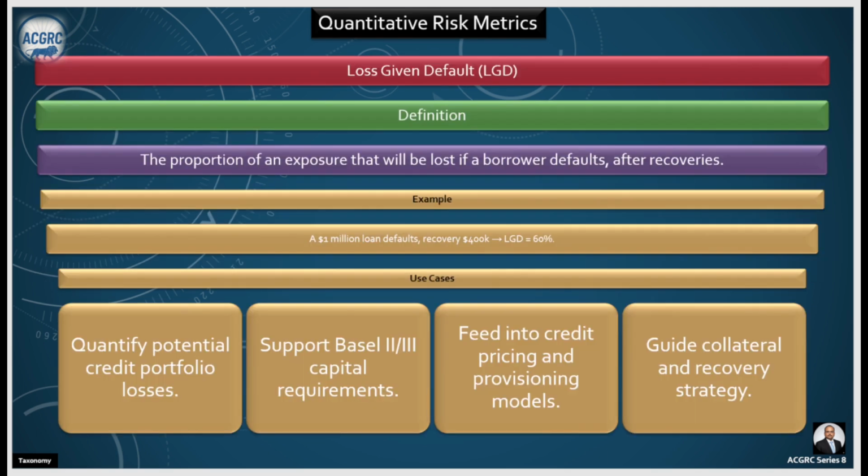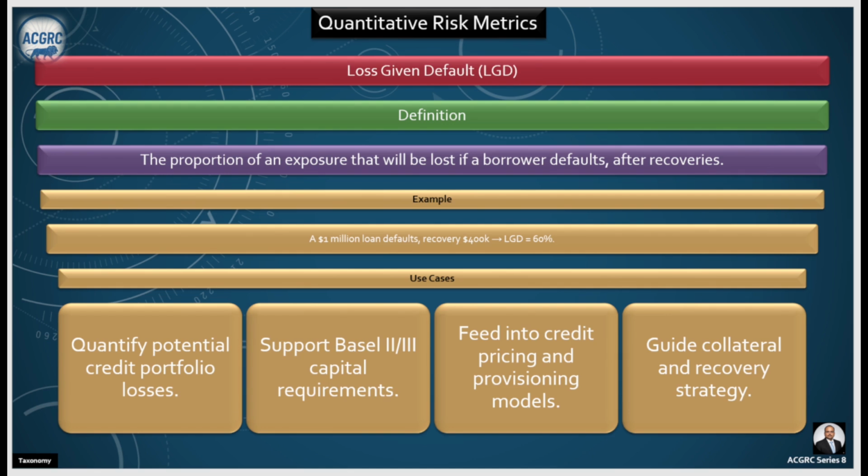Loss given default. It is the proportion of an exposure that will be lost if a borrower defaults, after recoveries. Example, a 1 million loan defaults, recovery is 400K, so the LGD is 60%. LGD is used for quantifying the potential credit portfolio losses.